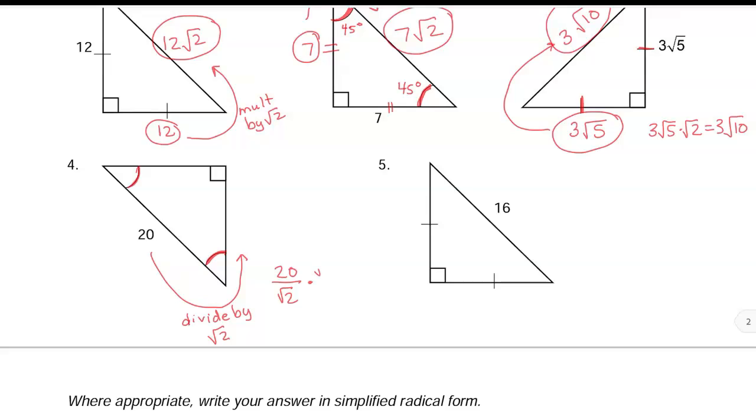Now you know why we practiced on the first page. We're going to multiply top and bottom by root 2. That means I have 20 root 2 over 2. The 2 and the 20 are going to cancel. 2 goes into 2 once, 2 goes into 20 10 times. So the leg is 10 root 2. And this leg is 10 root 2. Okay, now you try number 5. Pause the video and then come back to check your answer.